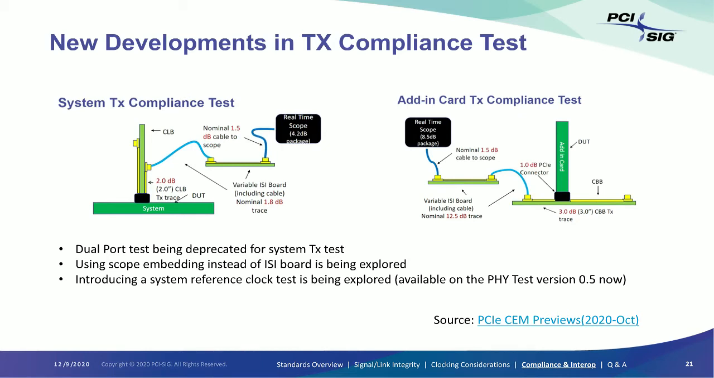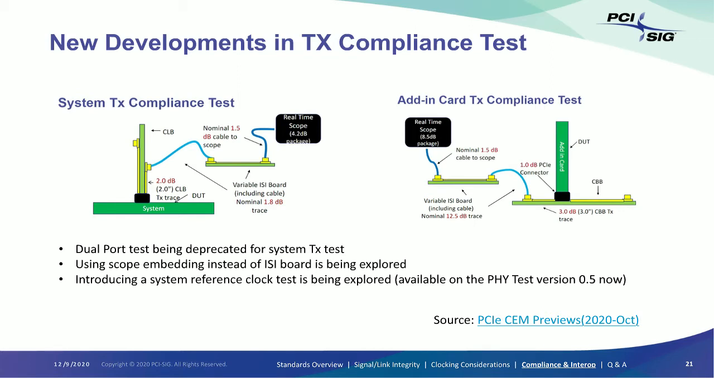And another interesting topic is possibly using a scope embedding instead of an ISI board. Scope embedding would remove 2 connectors, 1 cable, and the ISI board itself from the path, which has obviously the benefit of removing several potential points of failure, along with simplifying the compliance hardware kit. But it does add the embedding capability requirement on the scope itself. So that, again, is still being discussed, and if it does go through, they'd work with the vendors to make sure that's implemented correctly.